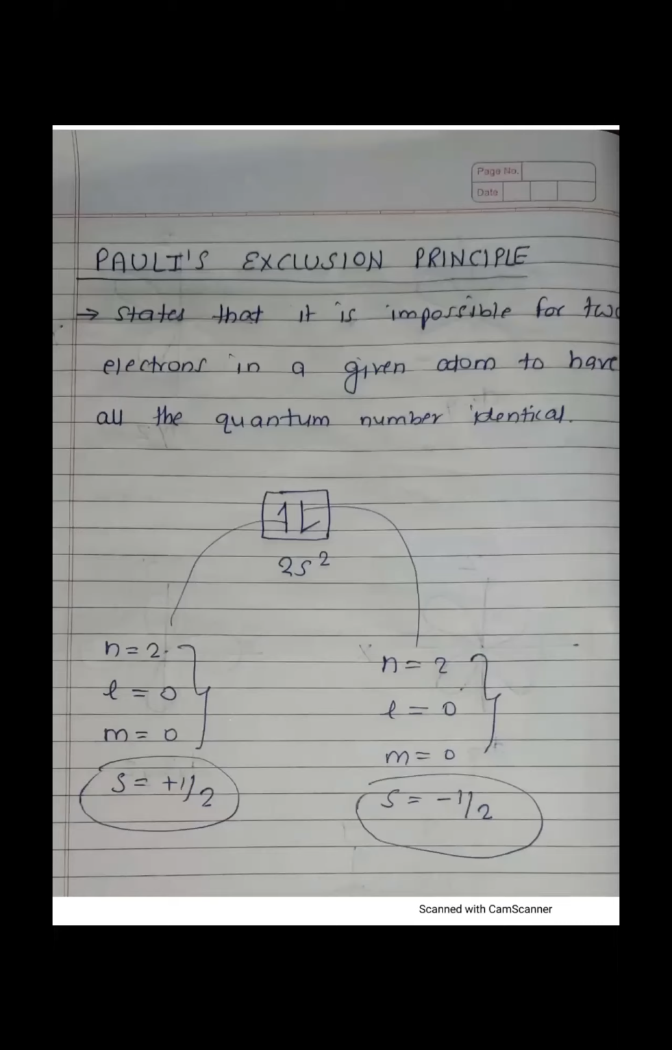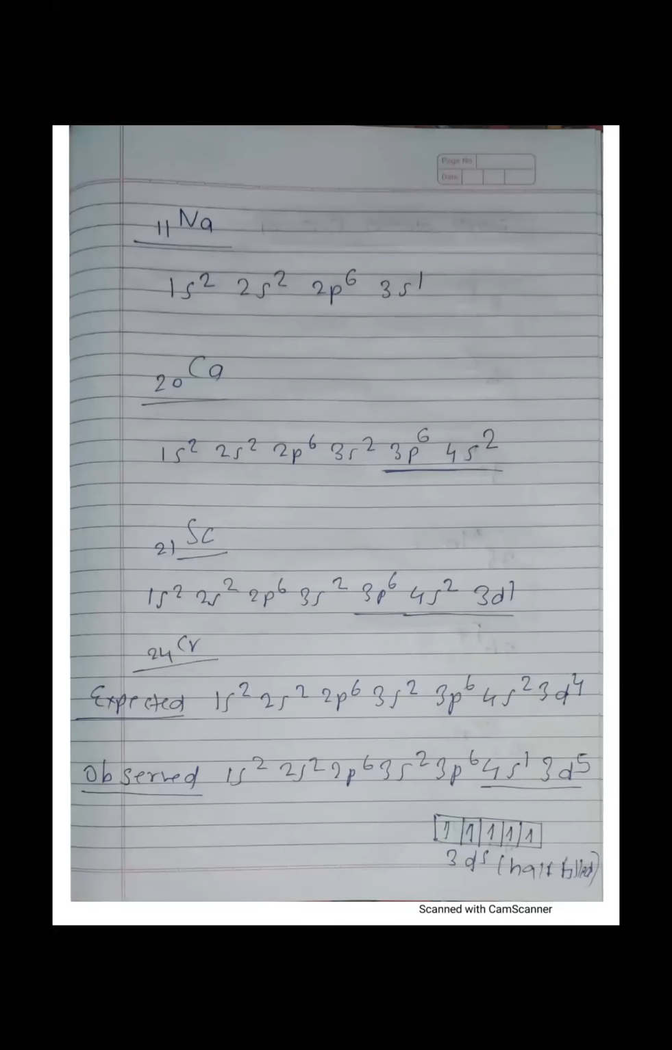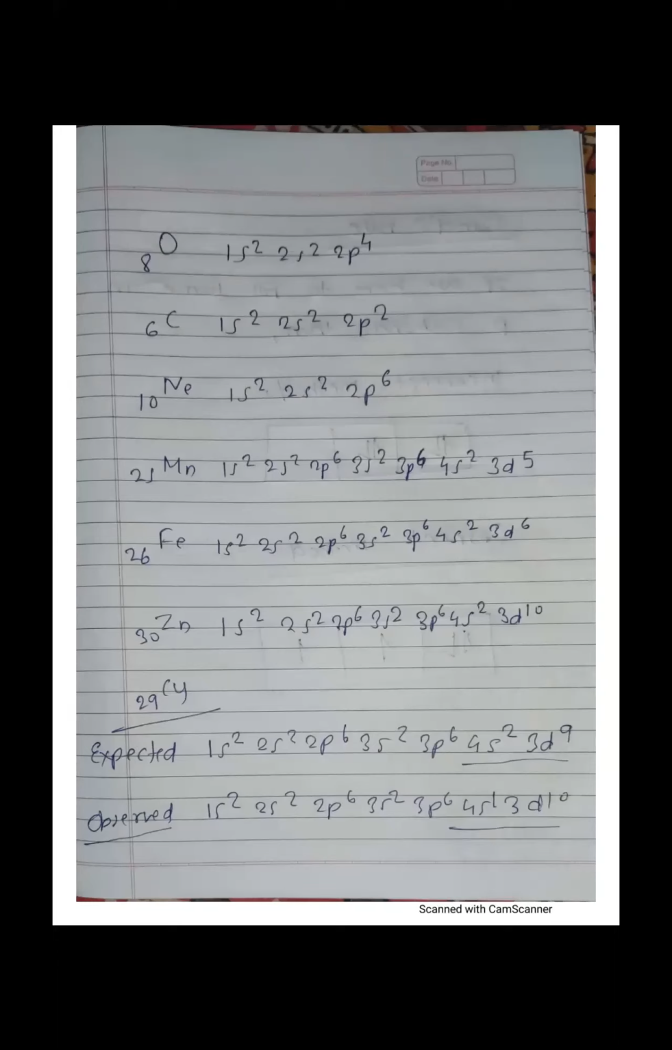After this, we have seen the shapes of orbitals s, p, and d. Then we have seen Pauli's exclusion principle: no two electrons can have all the quantum numbers the same, through an example. Then we have done electronic configuration, the above principle, the n plus l rule, some electronic configurations, some for practice, and their solutions. I hope the concepts taught till now are very much clear to you all.